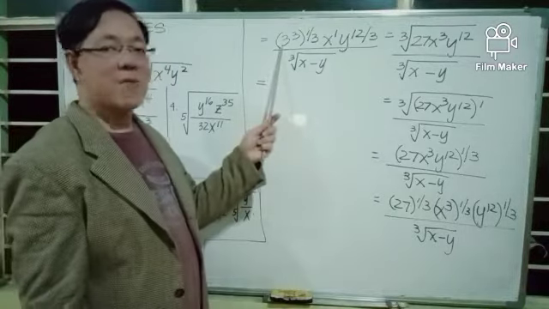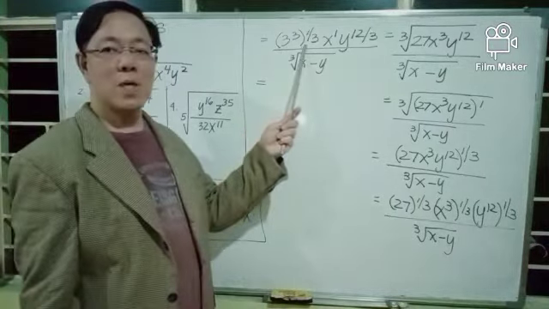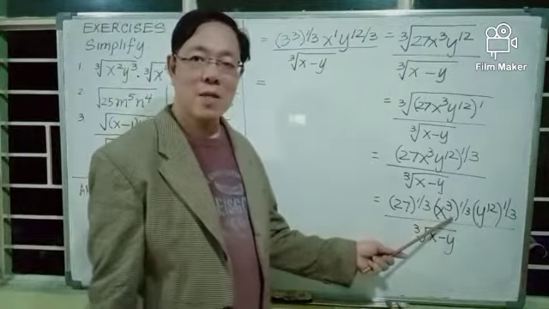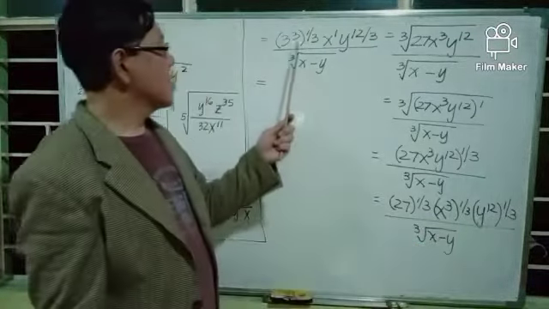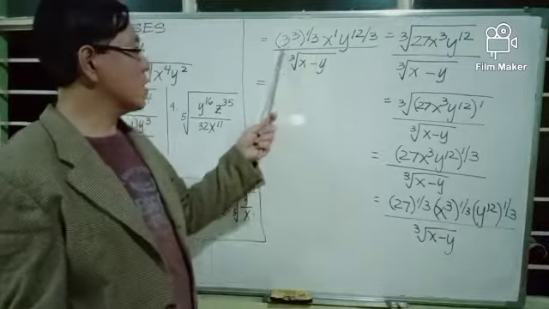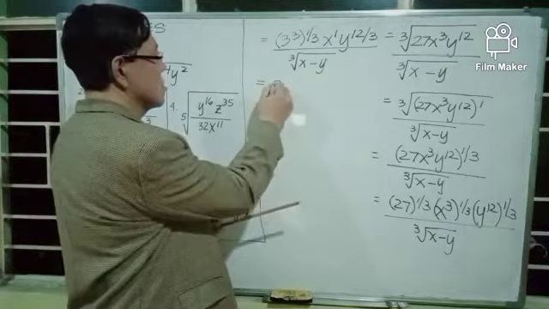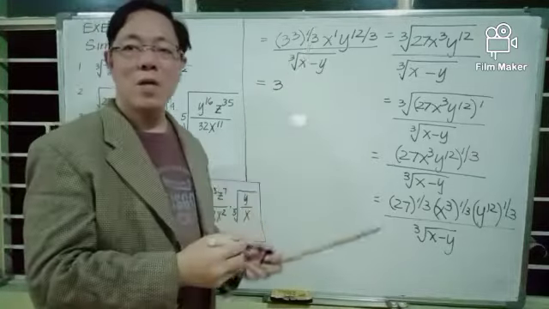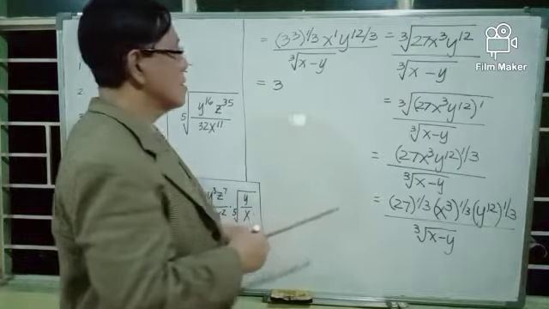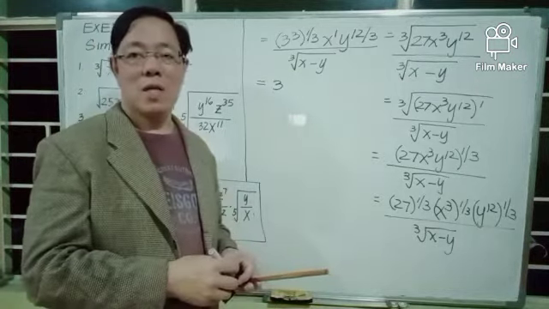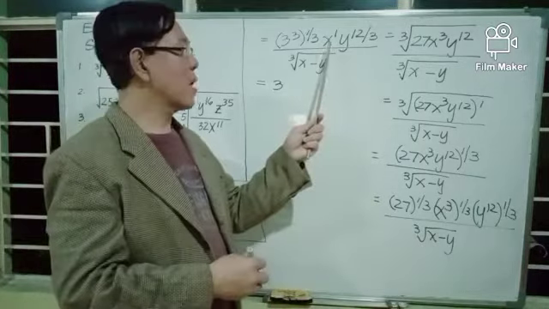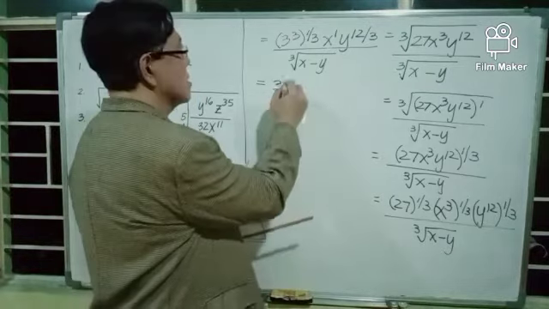To simplify this factor, 3 cubed raised to 1/3, we apply the property of exponents, the same property we applied to simplify this factor and this factor. We multiply the exponents 3 and 1/3. Hence, 3 cubed raised to 1/3 is equal to 3 raised to 3 multiplied by 1/3, which is 3 over 3 or 1. If the exponent is 1, we no longer write the exponent 1, we simply write 3. And the same with x. Instead of x raised to 1, we simply write x.